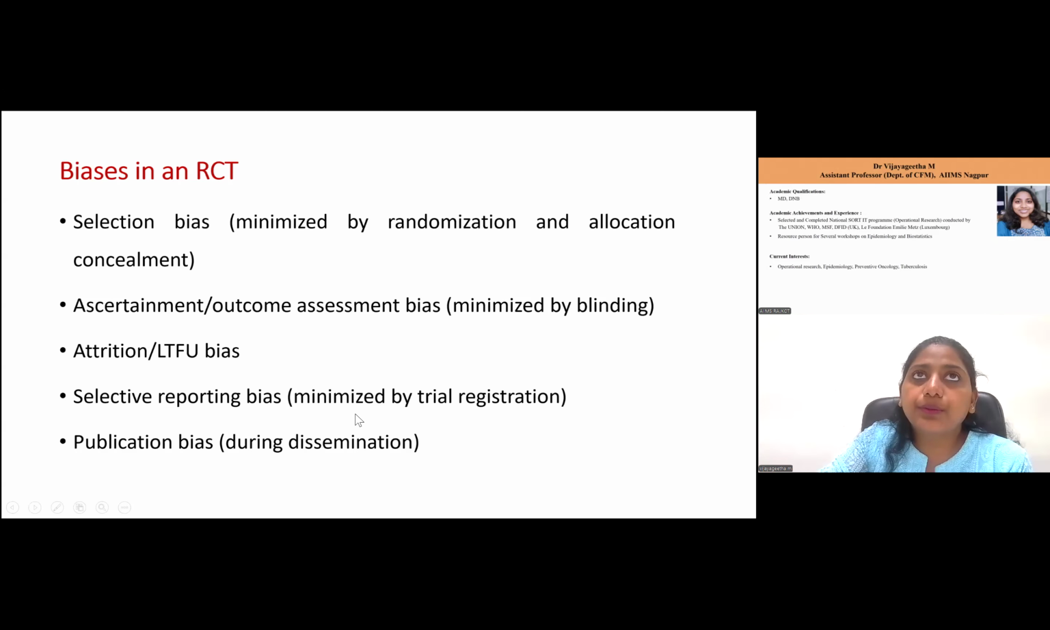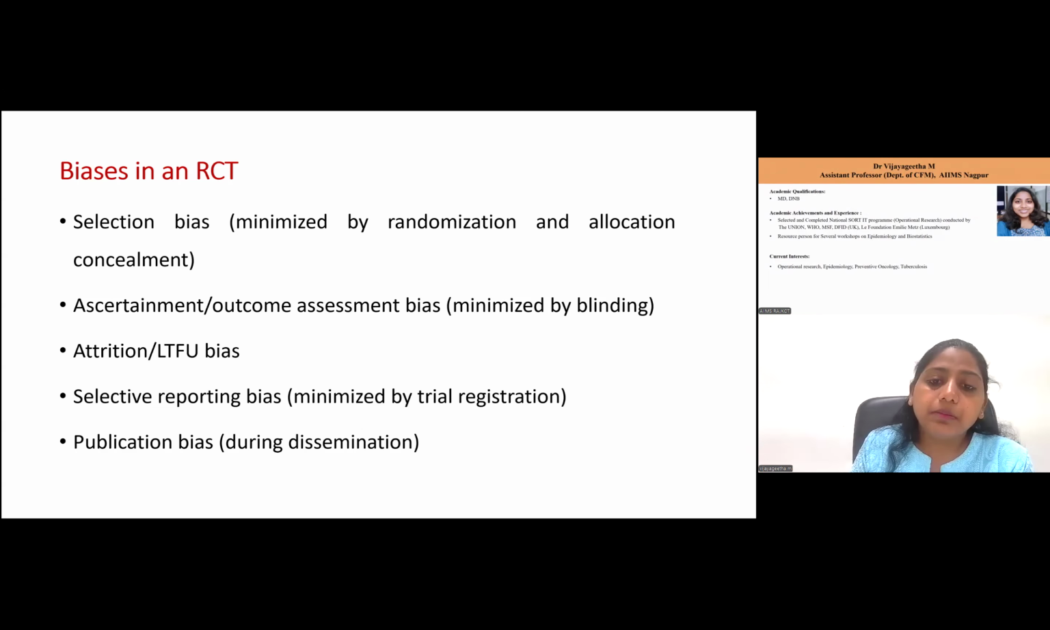Selective reporting is like whenever we have a positive finding, only those are being reported. This is more like where inherently as investigators we may have some facts that we want to prove, or we may be inclined to certain findings, and we may selectively report those.